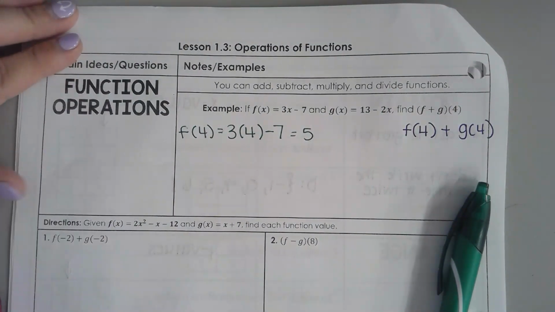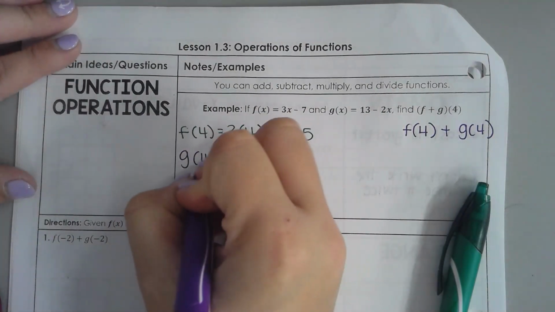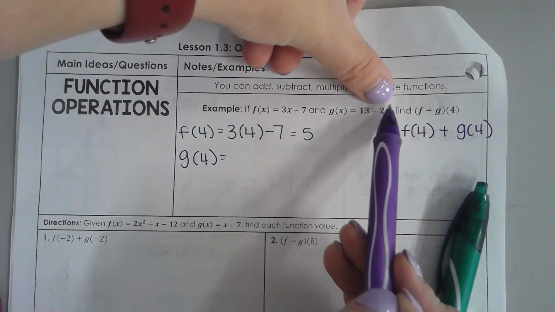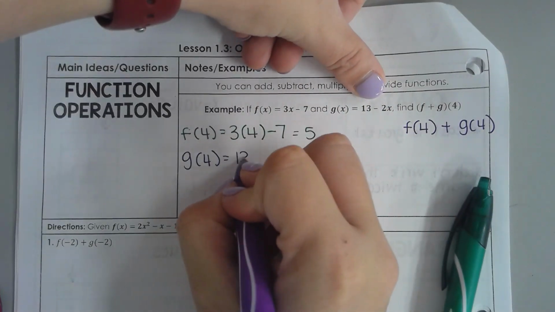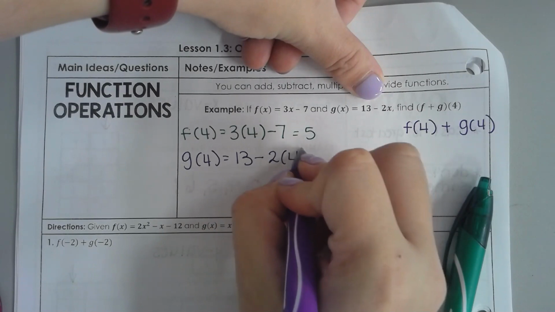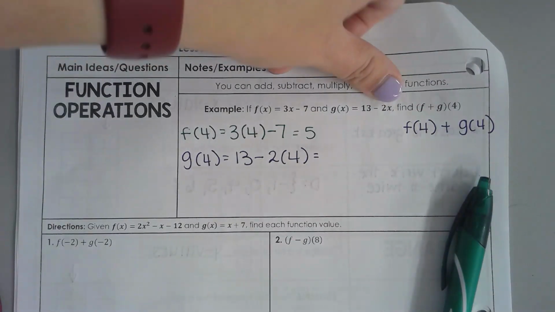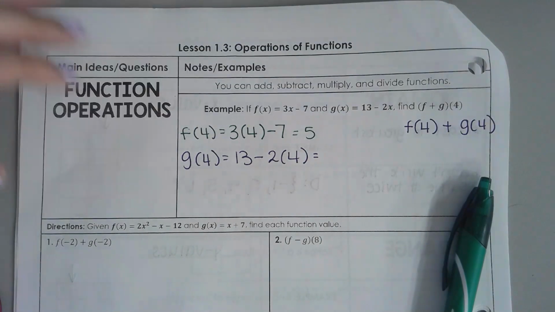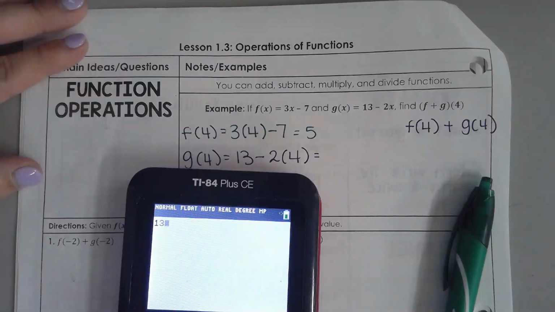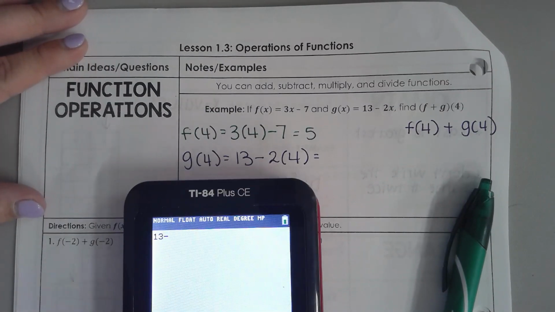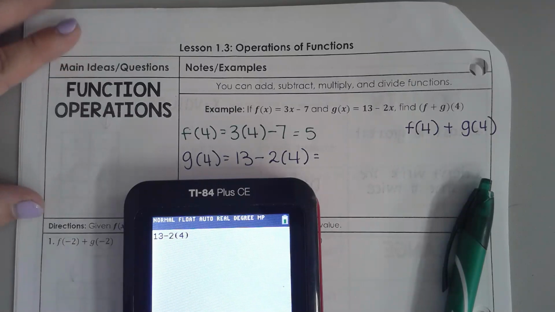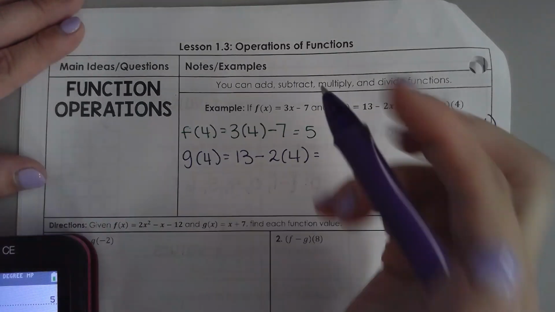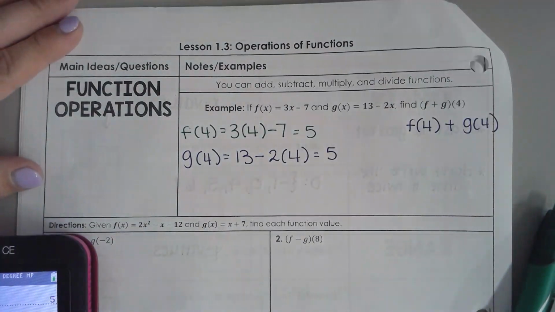And then you're going to do g of 4. So here's g of x. I'm going to plug in a 4 for this x. So 13 minus 2, and then in parentheses 4. So wherever I see an x, I'm going to put my 4 there in parentheses. 13 minus 2, and then in parentheses I put a 4. And I also get a 5. That's just a coincidence. You usually will not get the same number.